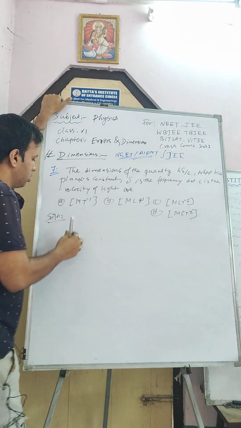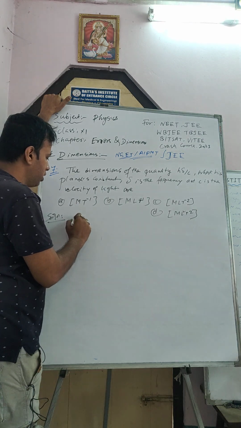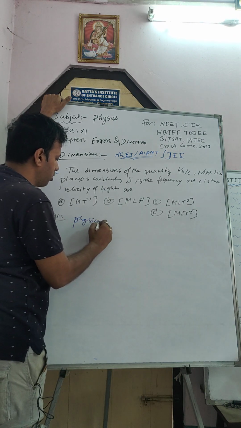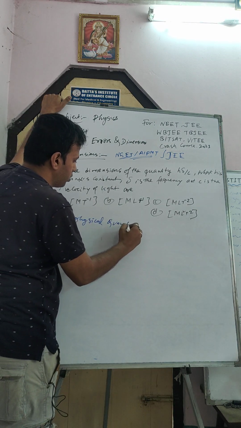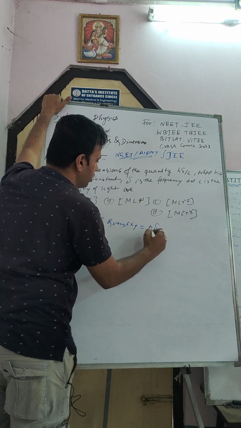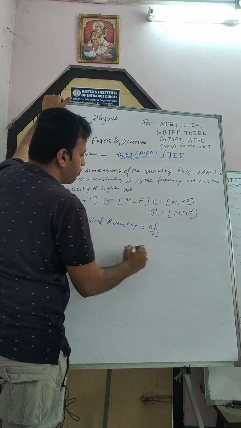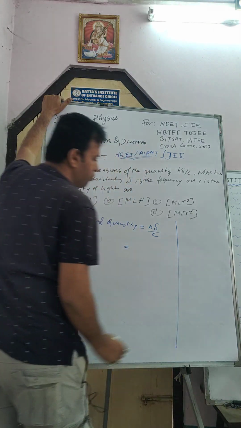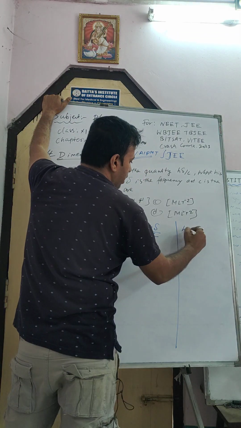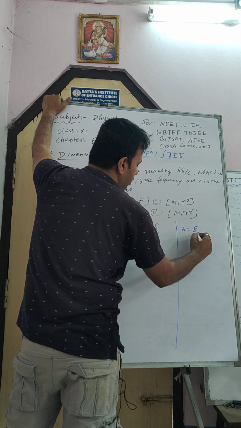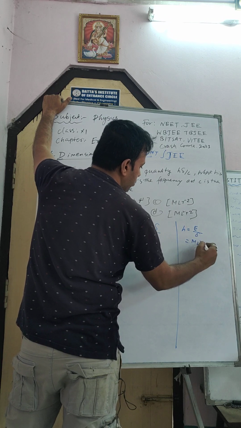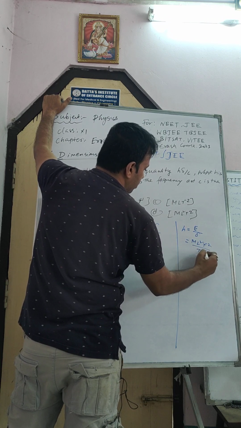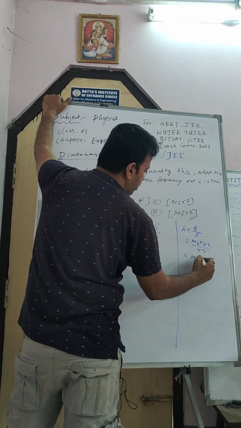Okay. So the physical quantity is equal to h nu by c. Now we have to find the dimension of h. h is Planck's constant. You know Planck's constant is energy by frequency. Energy is ML^2T^-2 and frequency is T^-1. So it will be ML^2T^-1.